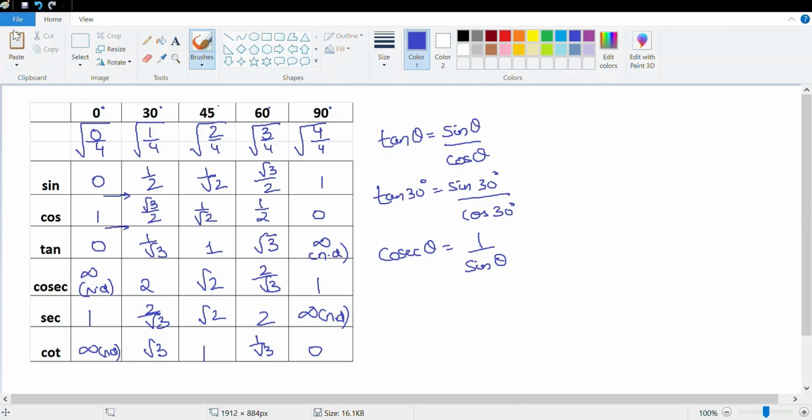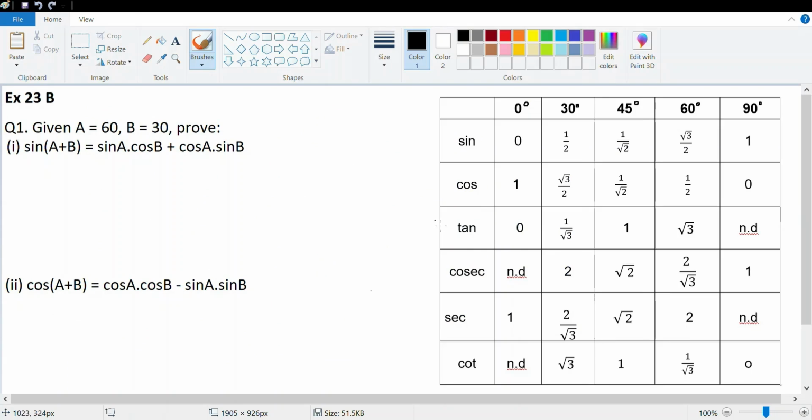Now let's look at solving some questions from the exercise that we are doing right now, which is 23b. So question number 1, part 1. It says given A is equal to 60 degree and B is equal to 30 degree, prove sine A plus B is equal to something. So let's start with the left hand side.